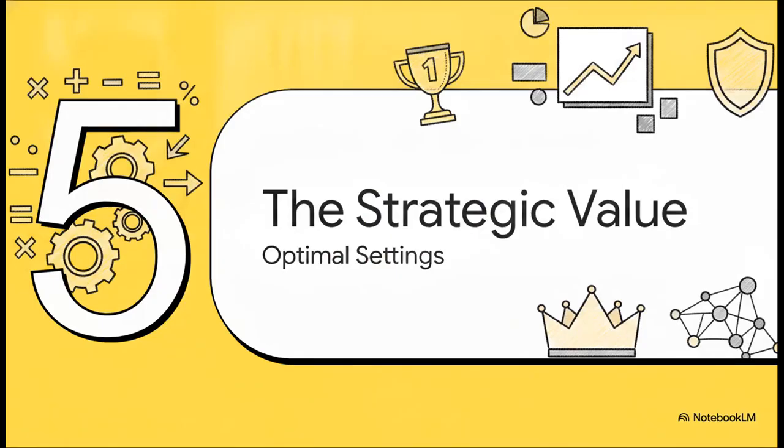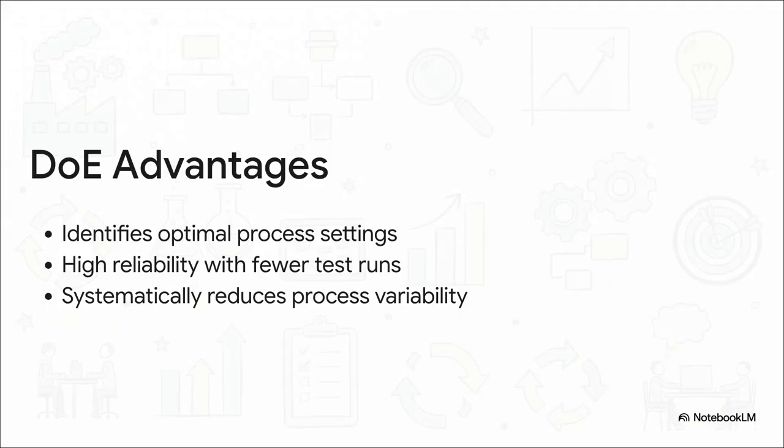Section 5. The strategic value. Understanding the math is really only half the battle. Applying it to drive total business dominance is the ultimate goal, translating those statistics into a literal boardroom superpower. Deploying DoE with the correct resolution does three huge things for you.